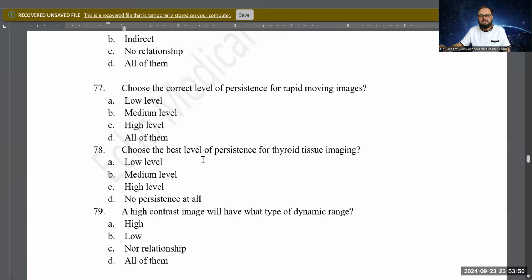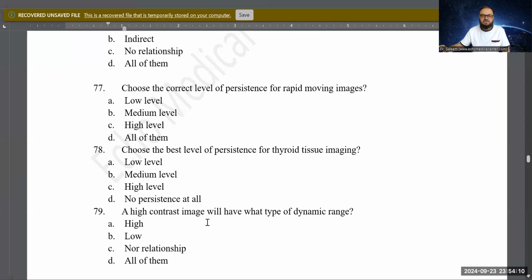Choose the best level of persistence for thyroid tissue imaging. What do you think? When you're scanning thyroid tissue, what will be your persistence level? Exactly, it will be a high level because it's not a movable structure. It's just a solid structure and it's not moving.